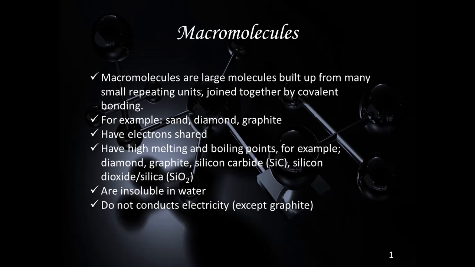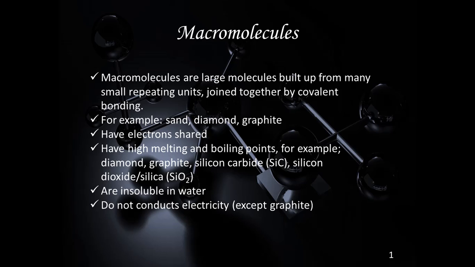Now we have some properties of the macromolecules. Have a look at these properties. Macromolecules are large molecules built up from many small repeating units joined together by covalent bonding. For example, sand, diamond, graphite are common examples of macromolecules. As I said, diamond and graphite are both allotropes. Allotropes are forms of the same element having the same chemical properties but different physical properties.